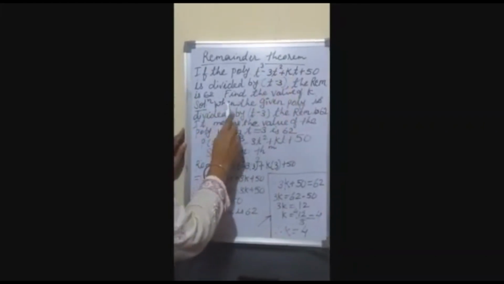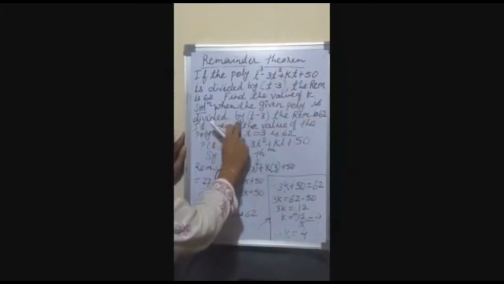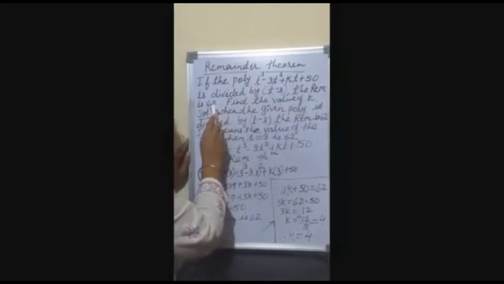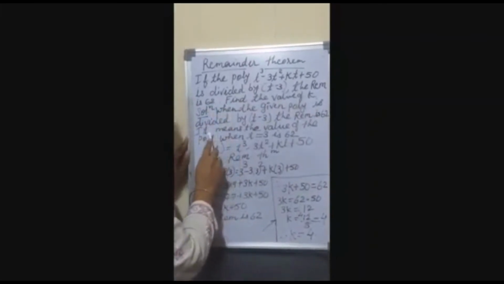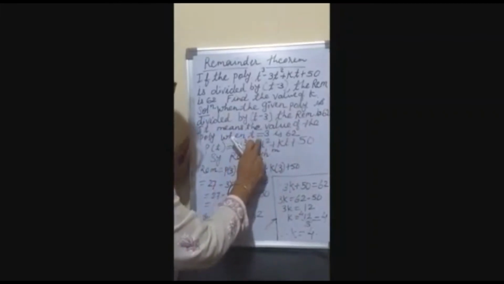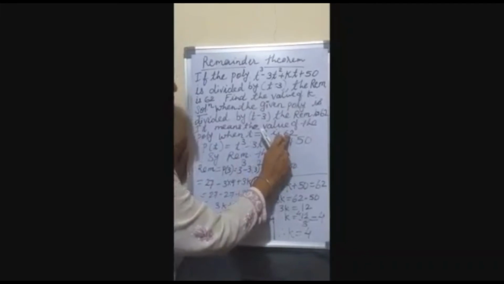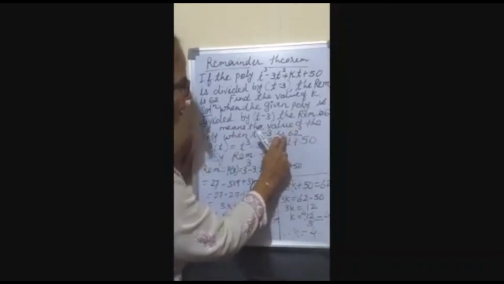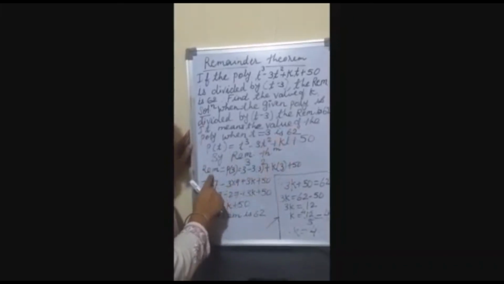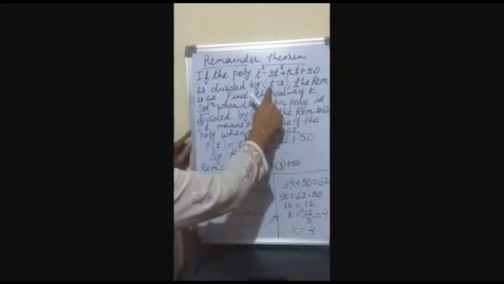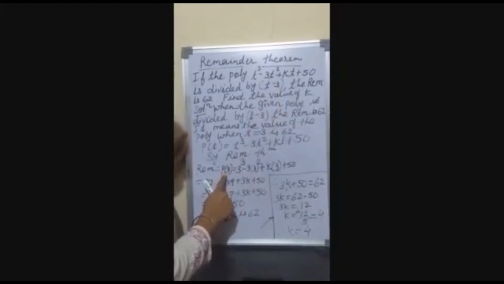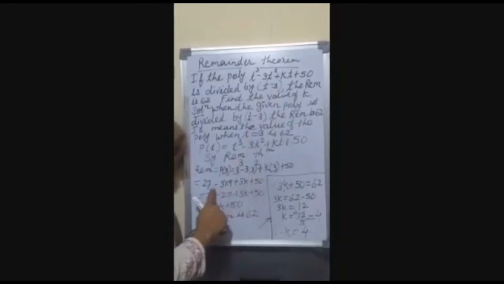Now see, when the given polynomial is divided by t minus 3, the remainder given to you is 62. It means the value of the polynomial when t equals 3 is 62. Now let's see. By remainder theorem, as the divisor is t minus 3, you will take t equals 3. After putting the value in place of t as 3, you will get this step.